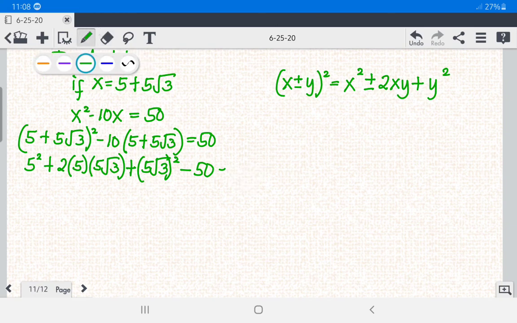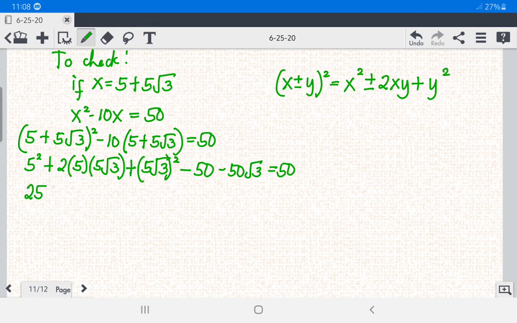So we have 50 square root of 3. Okay, next. Then equals to 50. Okay, so we have 5 squared is 25. Then plus 2 times 5, we have 10 times 5, the numerical coefficient, we have 50. Then square root of 3.